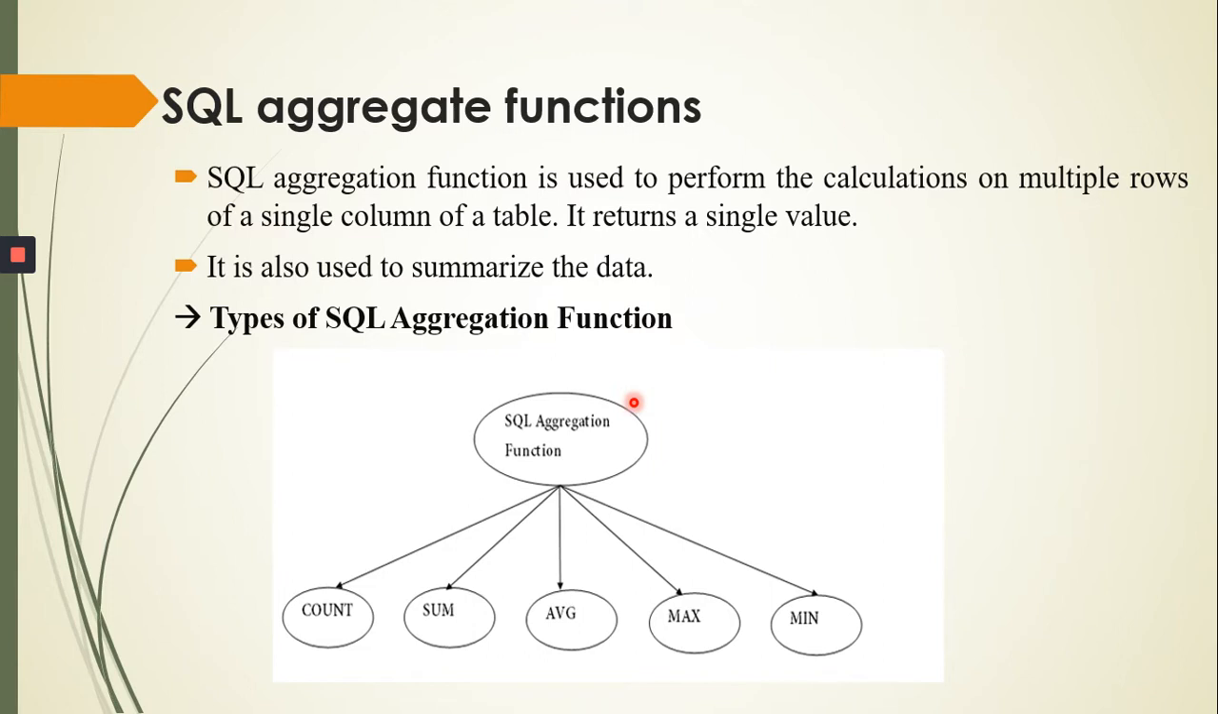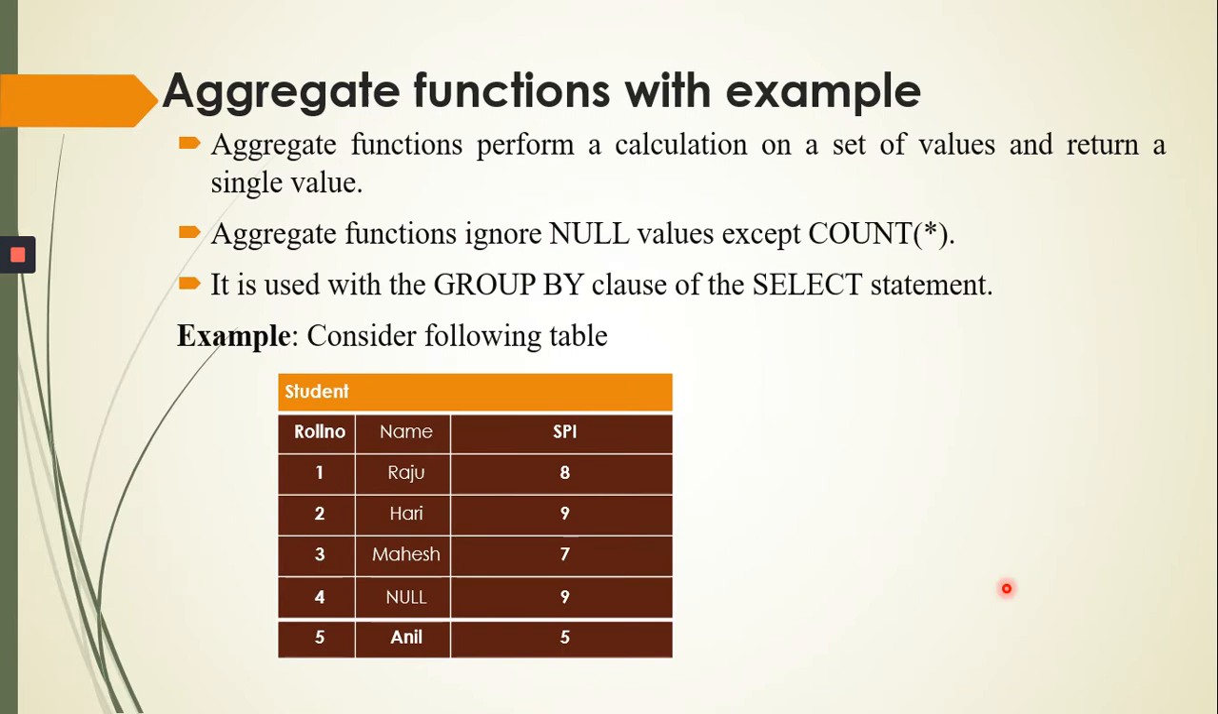See in the diagram, we have different types of SQL aggregate functions. First is count, second is sum, third is average, fourth is maximum, and last is minimum. We will see them with examples one by one. Aggregate functions perform a calculation on a set of values and return a single value. As I explained earlier, we have a single column and multiple rows. It performs the operation and gives a single value as output.